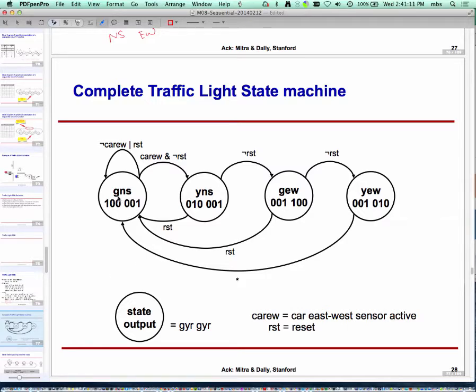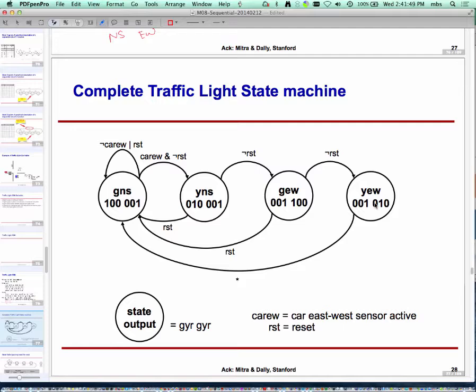So I have four valid states in the system. We label them green north-south, yellow north-south, green east-west, yellow east-west. These are just mnemonic names we give to the states. And one thing you can see is that when I'm in green north-south, my light value should be 100001, right? North-south should be green, east-west should be red, and likewise in each one of these states. So here you see that instead of putting the output values on the edges, I'm putting the output values in the state nodes.